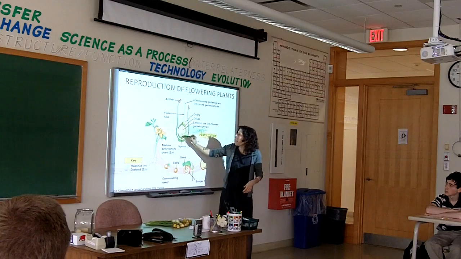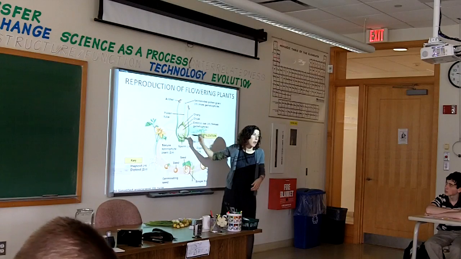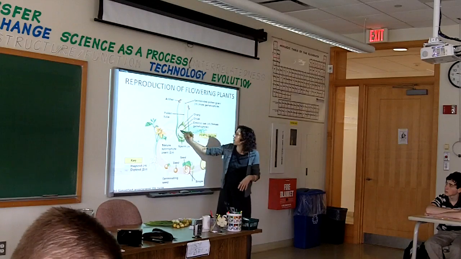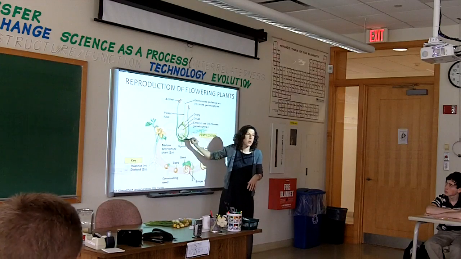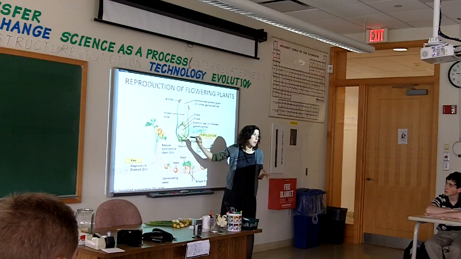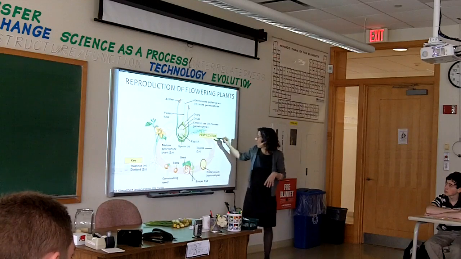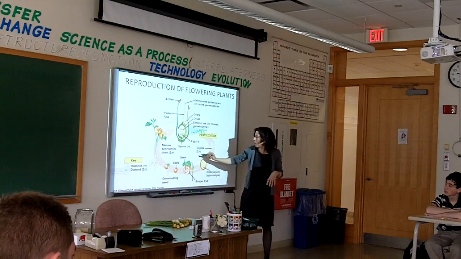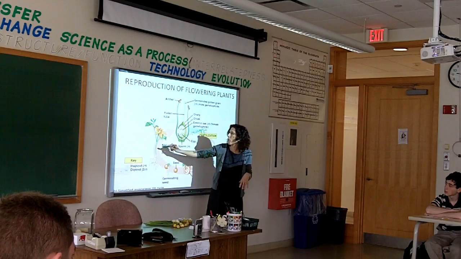Sperm go through here into the area where the female gametophyte is. The female gametophyte, as we'll see, is composed of several different cells. The sperm fertilize two of those cells, and we'll talk about how that happens later. A seed develops, grows into a mature sporophyte, and the process repeats again.